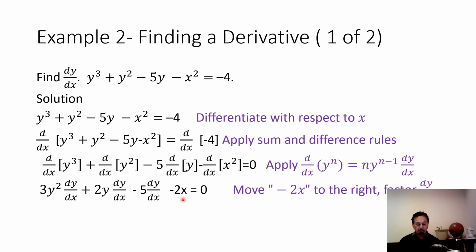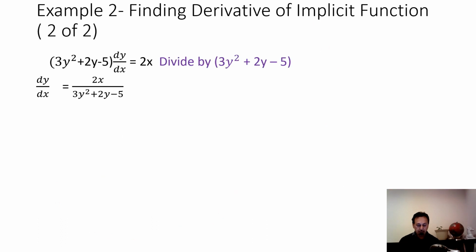Okay, now we move the negative 2x to the right side and factor out dy over dx from these three terms. So we have 3y squared plus 2y minus 5 with dy over dx factored out, and 2x moved to the right side. Now I just divide by 3y squared plus 2y minus 5 on the other side. So dy over dx is isolated, we get 2x over 3y squared plus 2y minus 5.